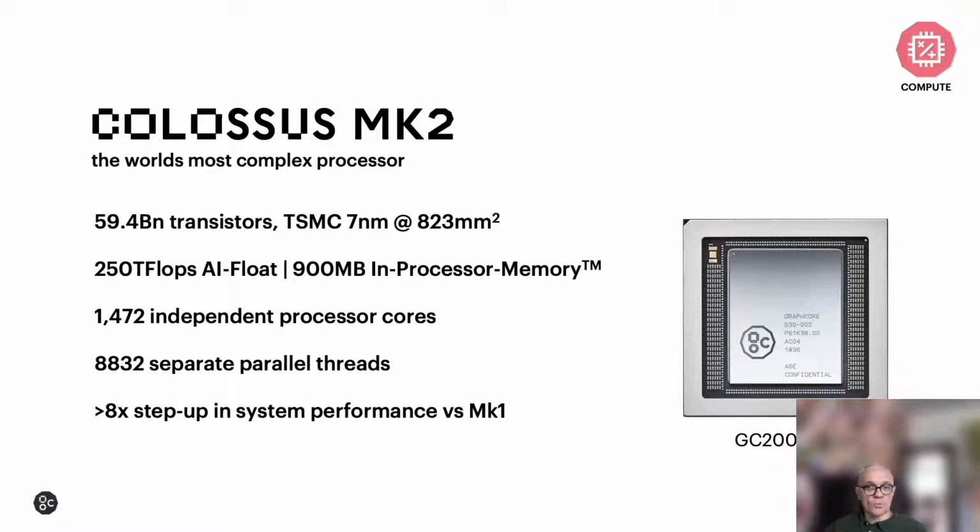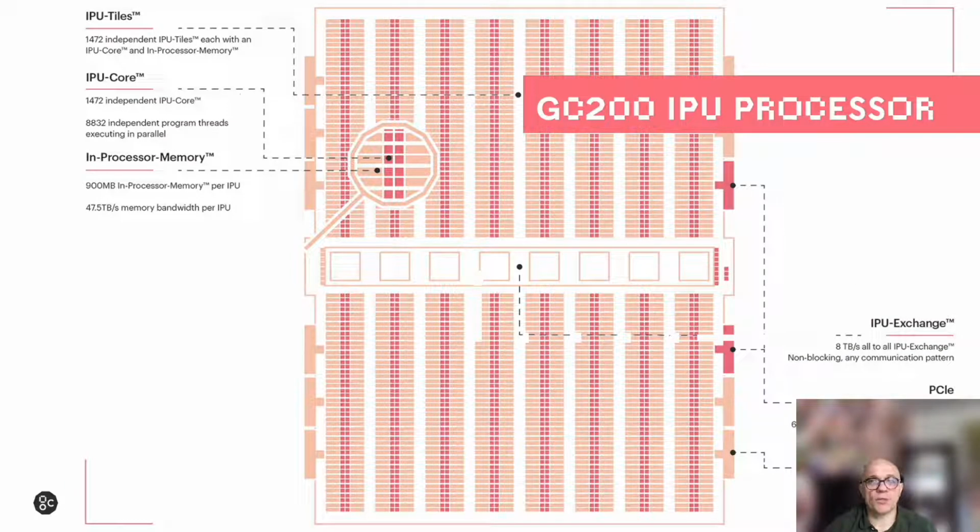Inside the processor, we have been able to put 900 megabytes of ultra high-speed RAM that runs at the full speed of the machine. Not only do we have 250 teraflops of AI floating point capability, but we also support much more IEEE 32-bit float compute than any other processor on the planet. Let's have a look at the GC200 IPU processor plan.